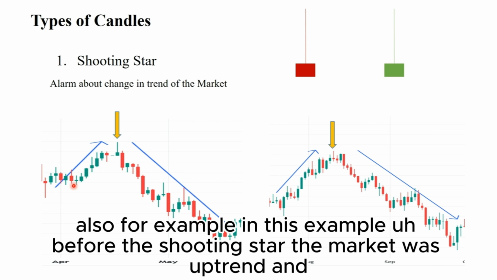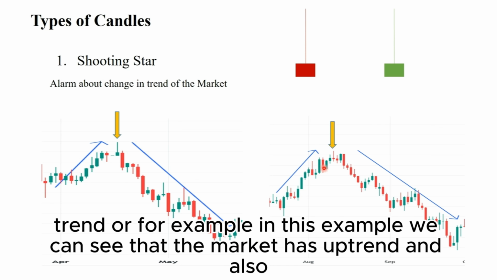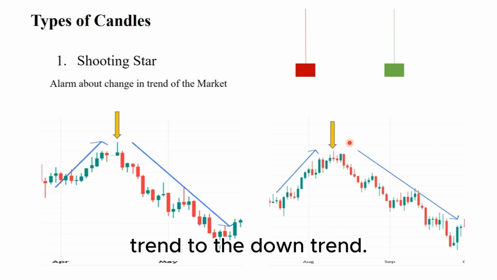For example, in this example, before the shooting star, the market was in an uptrend, and after seeing the shooting star, the market changed its trend to a downtrend. Or in this example, we can see that the market has an uptrend, and suddenly it sees the red shooting star, and then it has changed its trend to a downtrend.